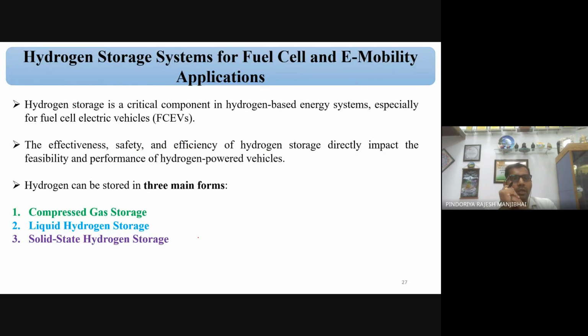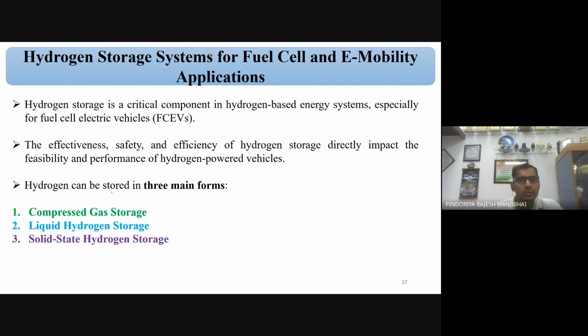Now, last topic, hydrogen storage system. Not the last topic, second last topic, but it will not take too much time because this is theoretical. Hydrogen storage system for the fuel cell and e-mobility application. So how can we store the hydrogen and in which type of medium can we store it?